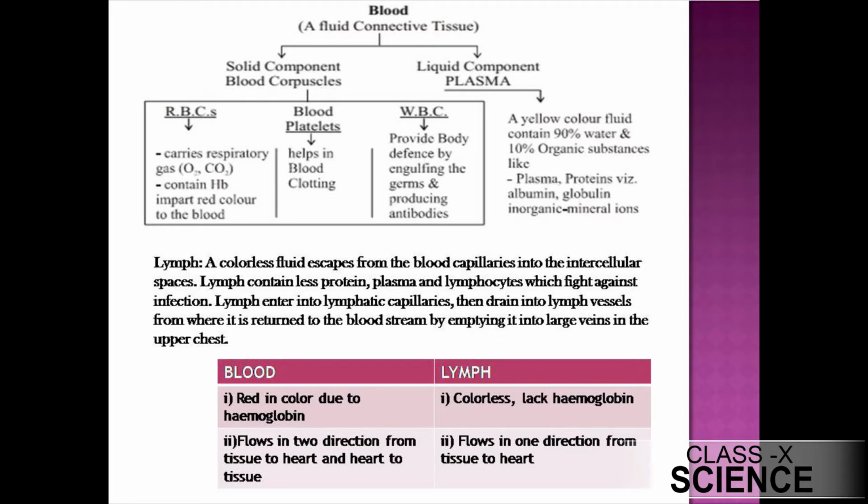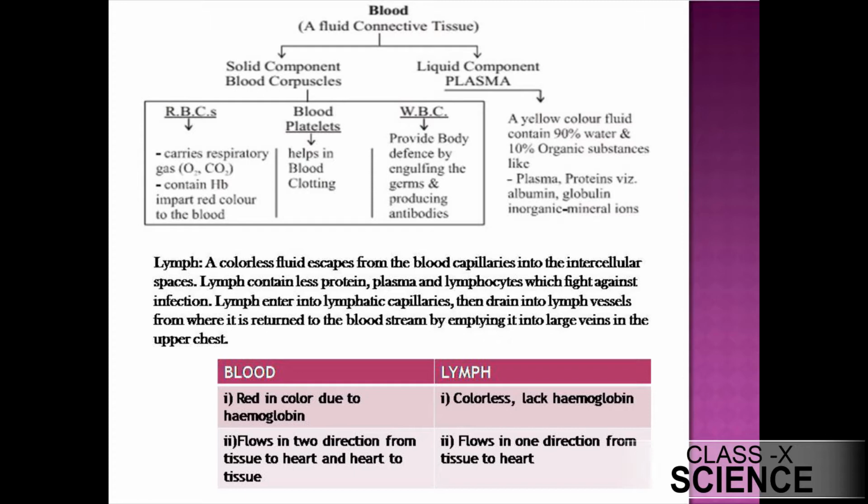The RBC is red in color because of the presence of the red pigment called hemoglobin, and hemoglobin is the carrier of the respiratory gases, oxygen and carbon dioxide, and imparts red color to the blood. Next is the WBC. The main function of the WBC is to provide body defense by engulfing germs and by producing antibodies. Next are the blood platelets. Blood platelets also play a very important role: they help in the clotting of the blood.